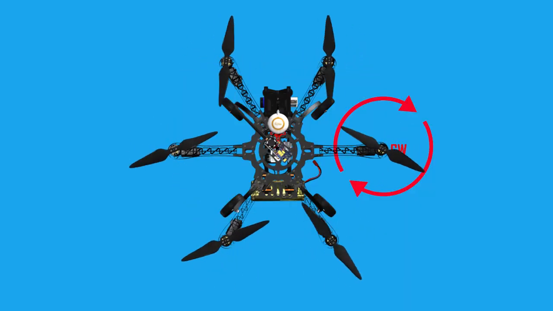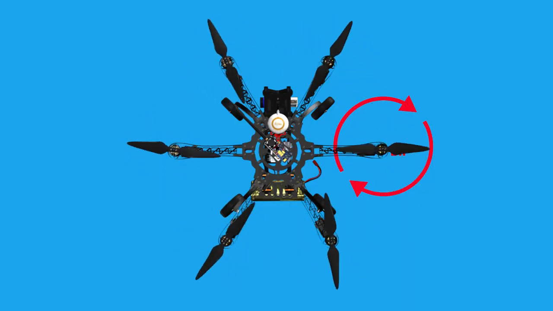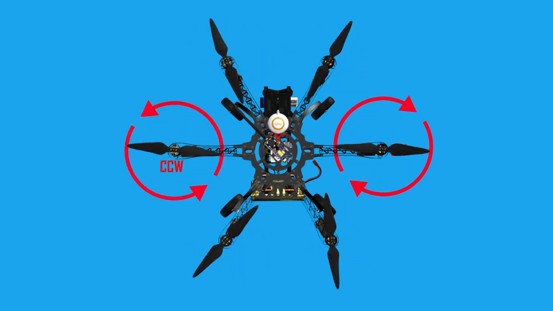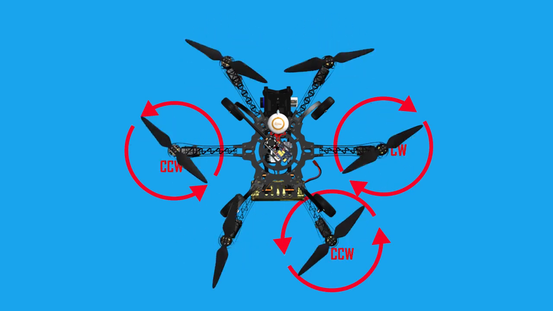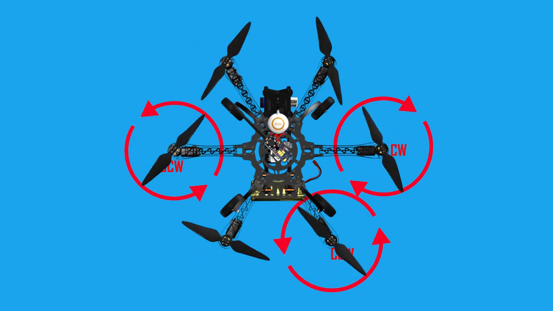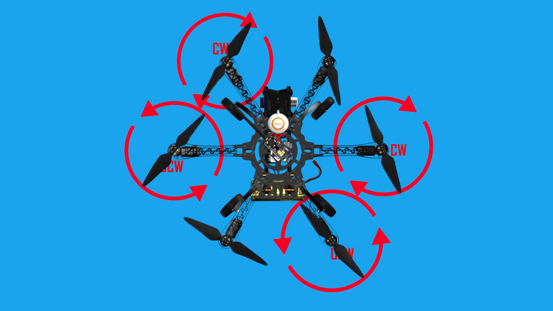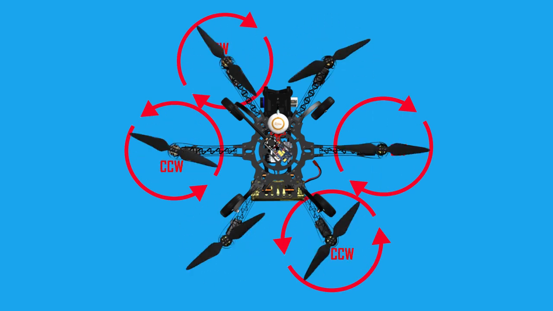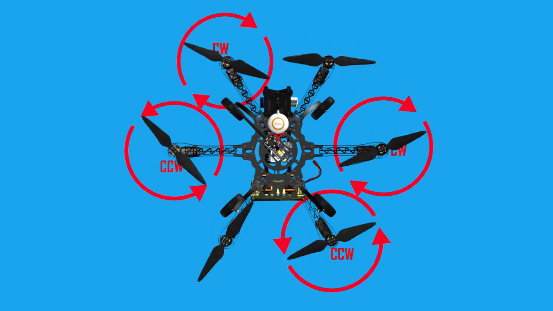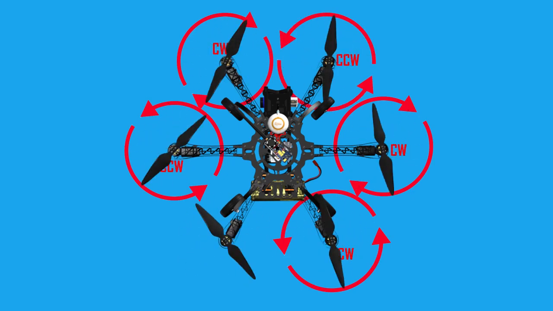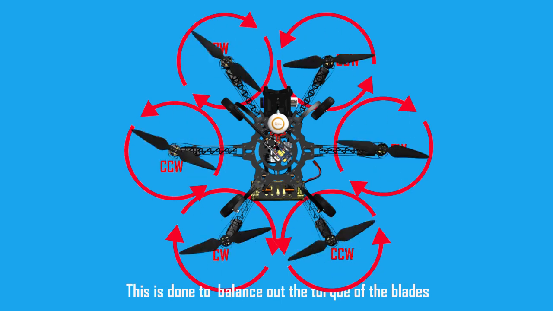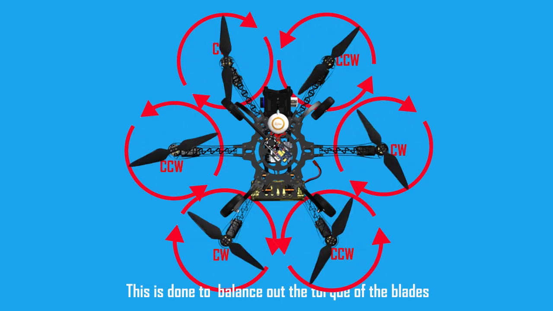This rotor is rotating in the clockwise direction, and the opposite one rotates in the counterclockwise direction. Now this one rotates in the counterclockwise direction and its opposite one rotates in the clockwise direction. This is done to balance out the torque of the blades.